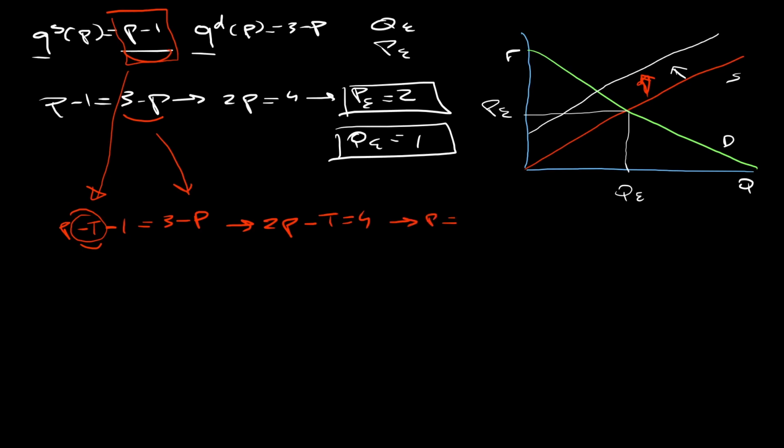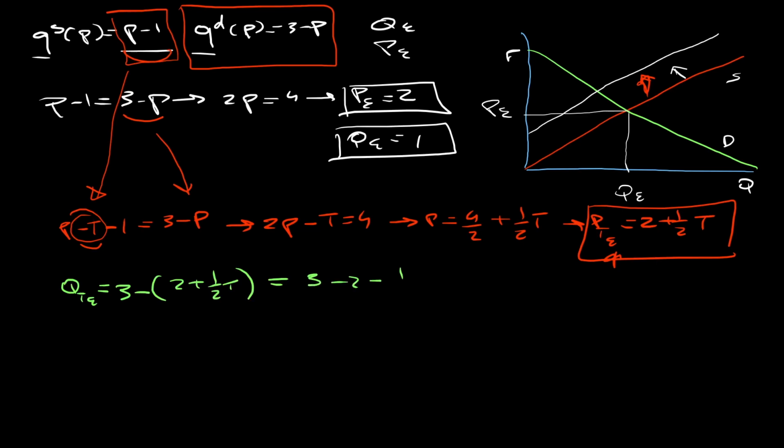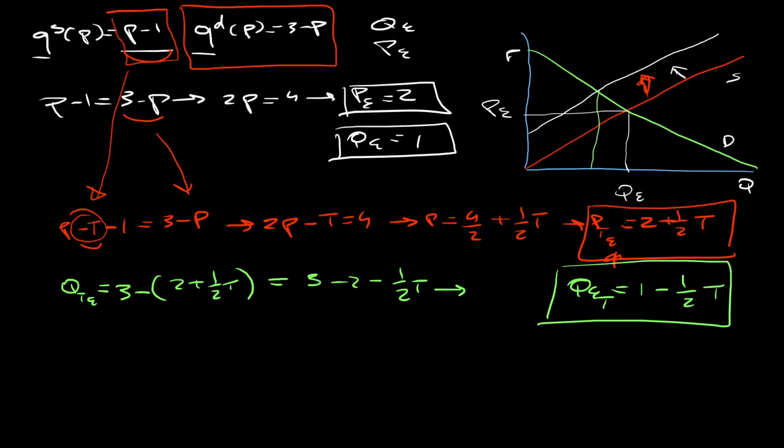So P is equal to 4 divided by 2 plus 1/2 t. So the price with the tax in equilibrium is equal to 2 plus 1/2 t. So this is the first one. And now since we have this one, we can substitute it back into the second one. So our second one is 3 minus P, but now we have found P. So in order to find the quantity with the tax in equilibrium, it's 3 minus the whole expression, 2 plus 1/2 t. You're going to have 3 minus 2 minus 1/2 t. So the quantity with the tax in equilibrium is equal to 1 minus 1/2 t. So our new two points, this one and this one, are found here.